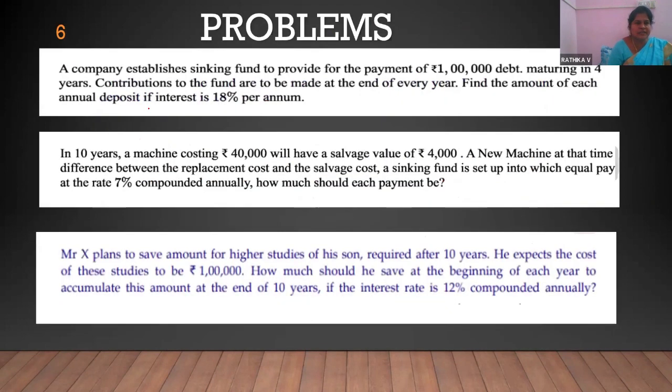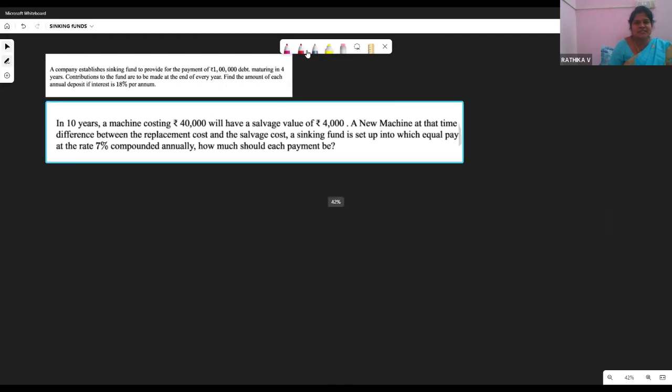And there is a second question. This question is the same model. In 10 years, a machine costing rupees 40,000 will have a salvage value of rupees 4,000. A new machine at that time, what is the difference, the replacement cost and the salvage cost? A sinking fund is set up into... I'm not able to see it fully. I'll do one thing, I'll share it. So I've taken this question here.